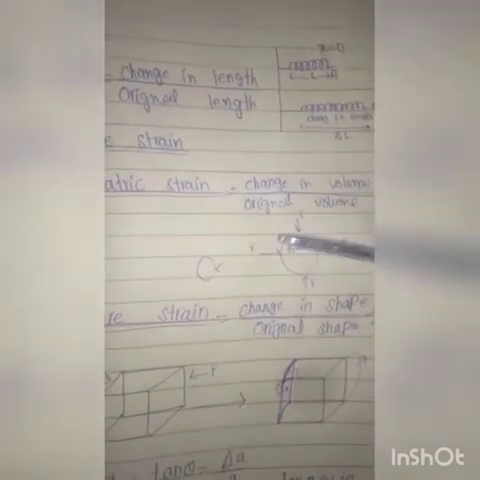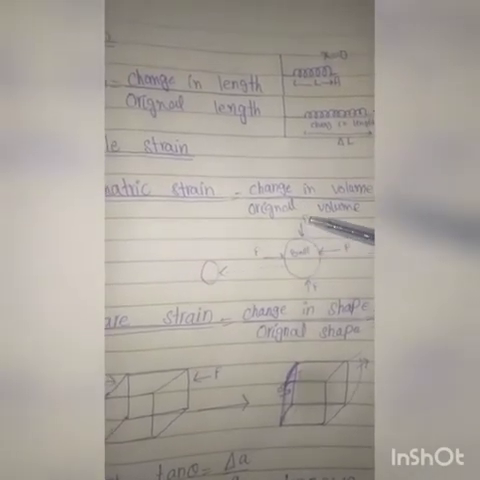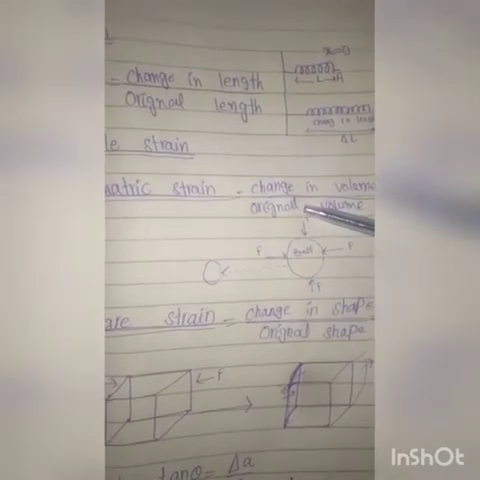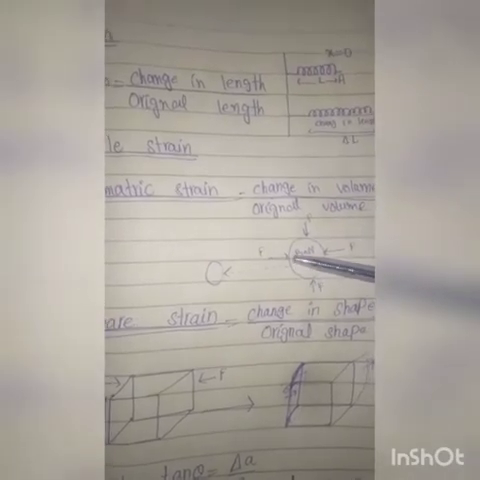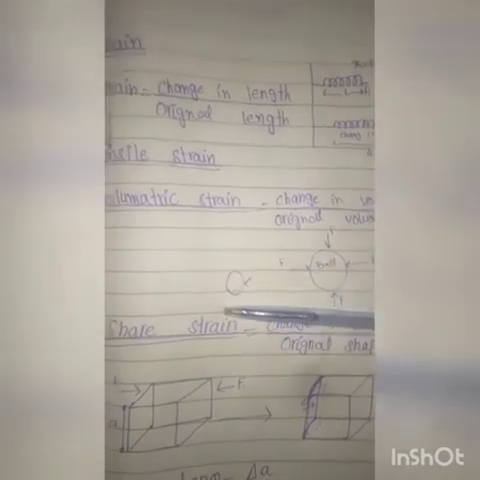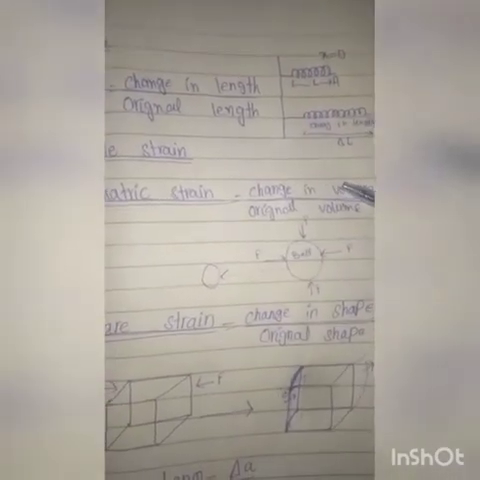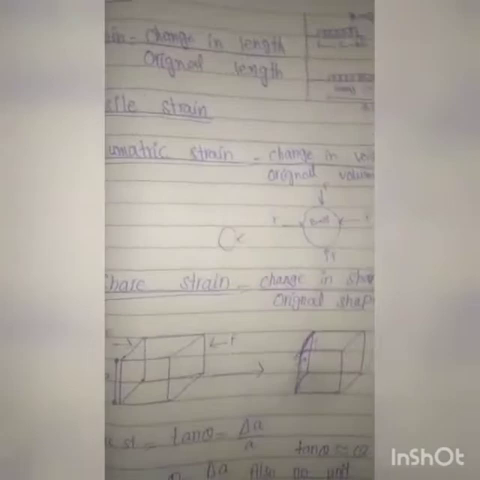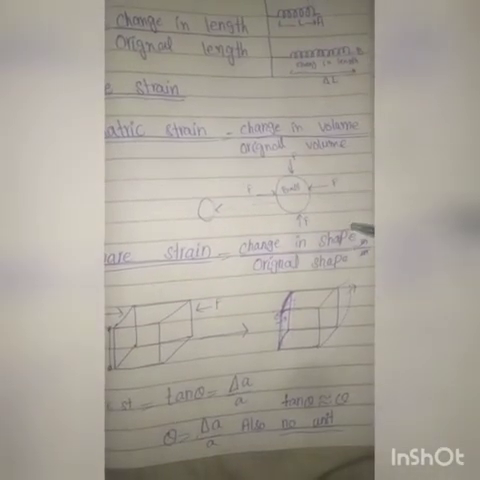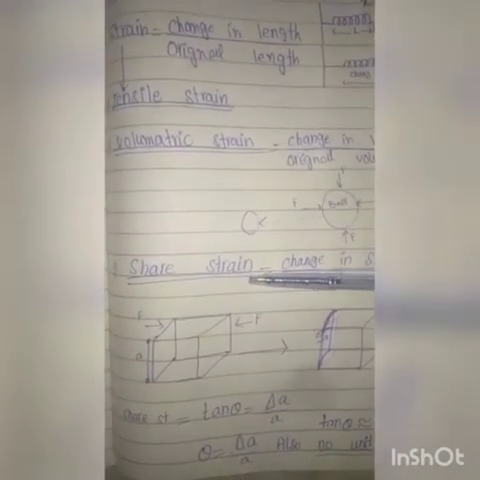For example, when we take a ball and apply a force from all sides, it is observed that the volume of this ball is reduced from its original volume like this. So this is called volumetric strain. Now discuss shear strain. When there is a change in shape over original shape, then it is called shear strain.